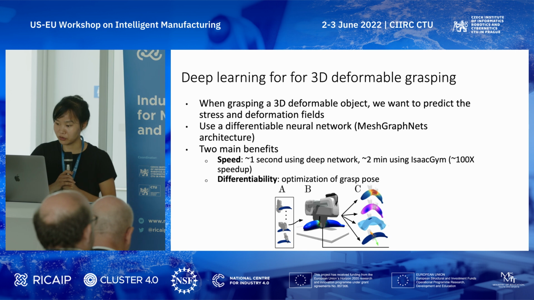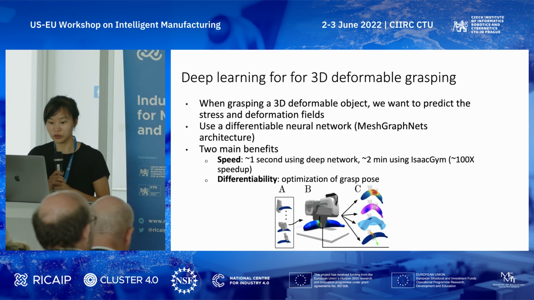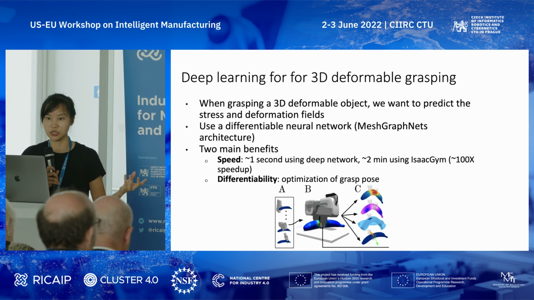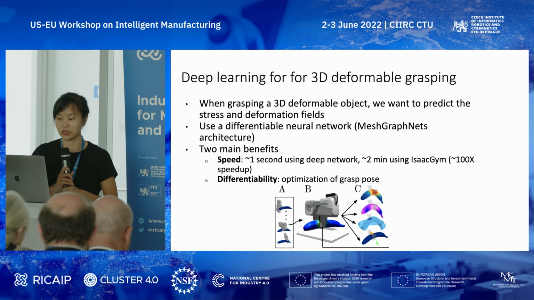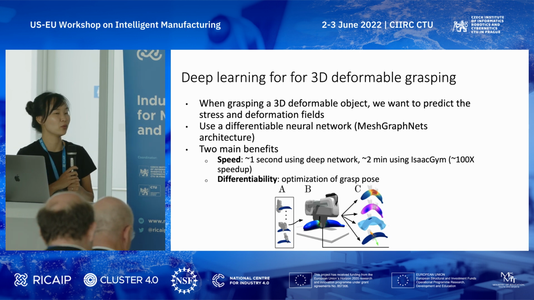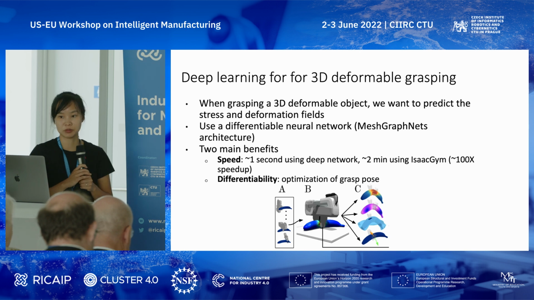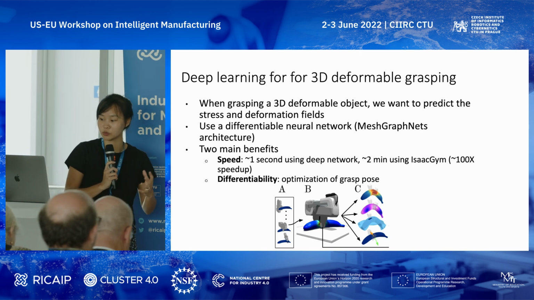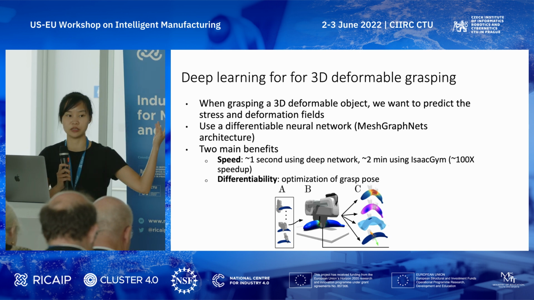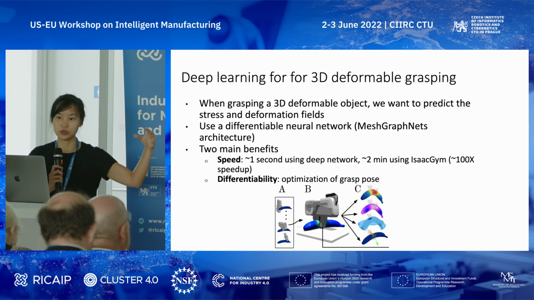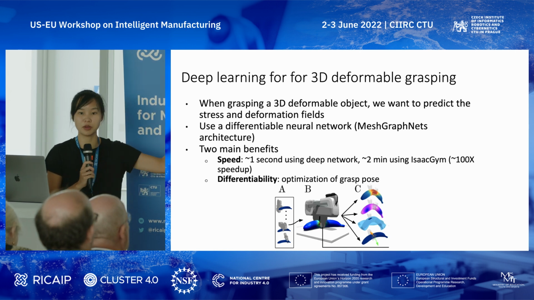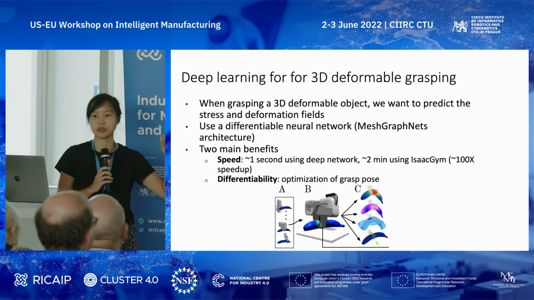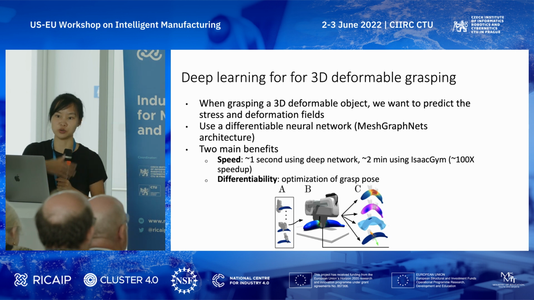So there are two main benefits of using deep learning, using a neural network. For one, it's much faster. We're finding that a full rollout takes about 1 second using deep learning, but up to 2 minutes using the FEM simulator. So now that would actually allow us to predict grasps in real time and do online grasp planning. Secondly, neural networks are differentiable. So we could use it to optimize over an initial grasp pose to produce the best grasp outcome, let's say to minimize stress or maximize deformation, for example. This optimization is something that we can't do in FEM. You'd have to use a differentiable simulator.